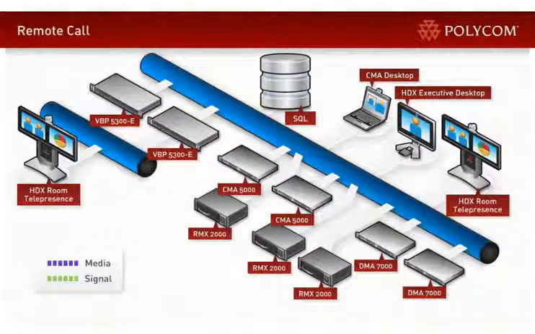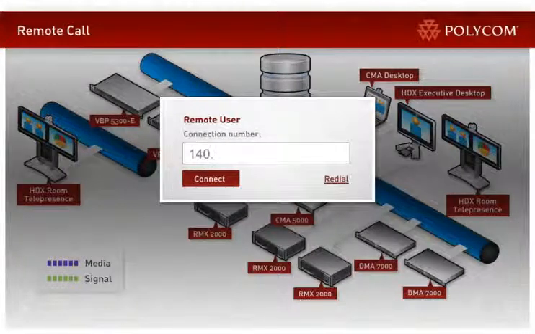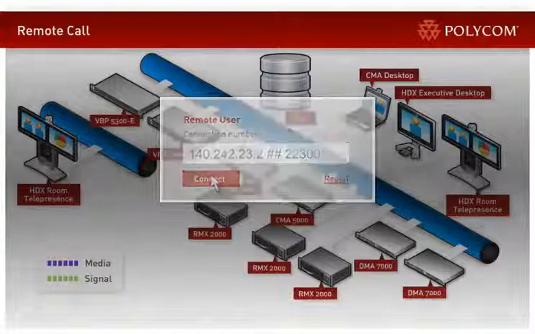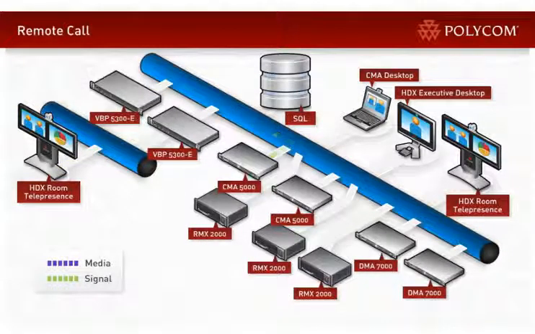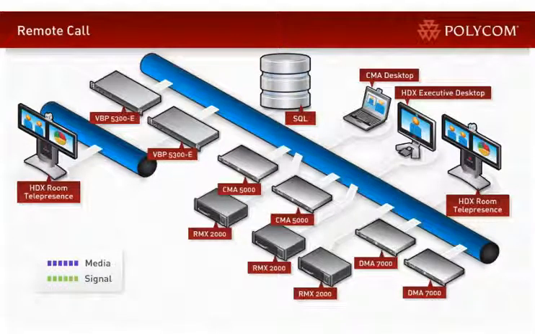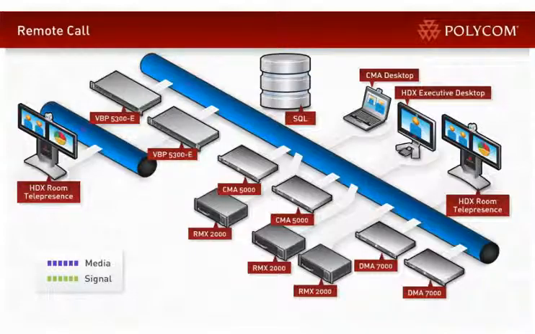Next, let's call into an enterprise as a remote user from outside the enterprise network. I'll again dial the virtual meeting room, except this time the call is routed to the CMA 5000 management application, which confirms my access rights and routes the call to the DMA. Using load balancing and other variables, the DMA instantaneously sends my call to the correct RMX.